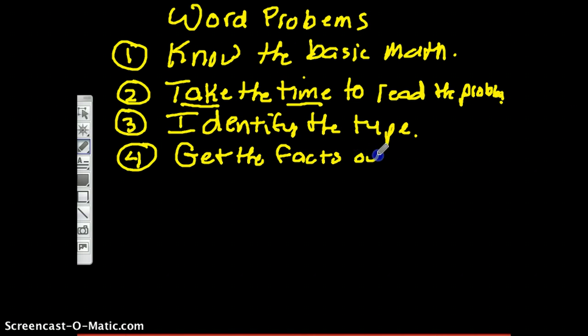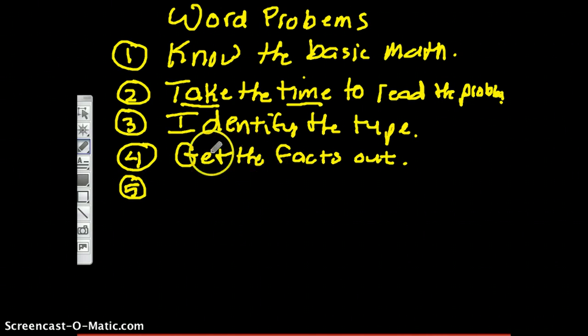Number four, get the facts out, okay? Get the facts out of the problem. The numbers are in the paragraph in the problem. You have to get them out and then you own them. You can do something with them. So keep that in mind.